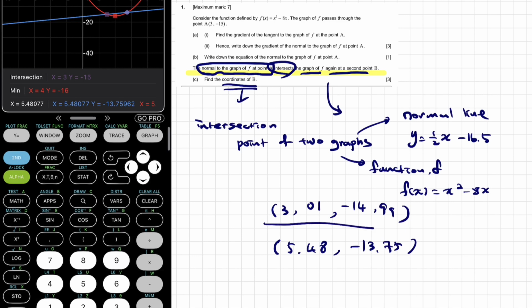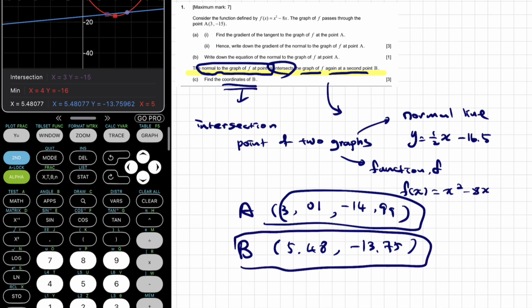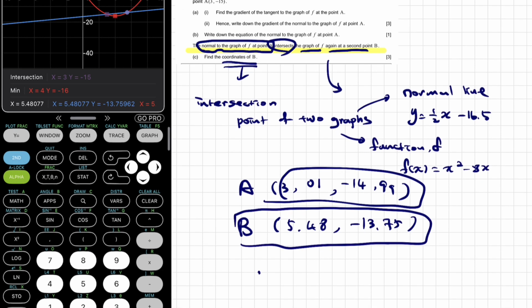So you can see that this is point A, right? So this is point B. So since we are trying to find the coordinates of the point B, your answer will be 5.48, comma negative 13.8.